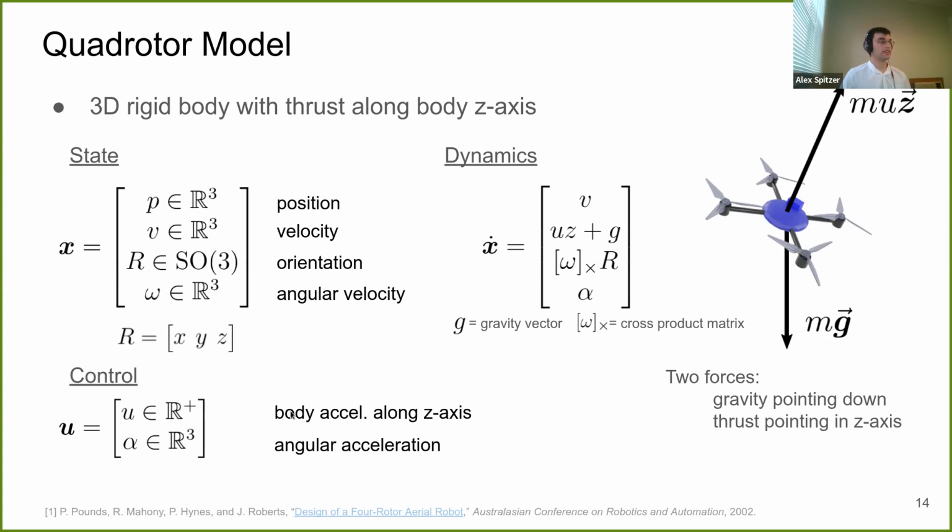And the control is two things. One is the thrust along the z-axis, u, and the second is the angular acceleration about the body. And using this force diagram, we can derive the dynamics. So we can see that the acceleration is the sum of the two forces. So it's the acceleration due to the motors and gravity pointing down. And we have the angular acceleration, which just affects the angular velocity. And that's it for the base model. It's just a standard rigid body model with this additional constraint of the z-axis thrust.